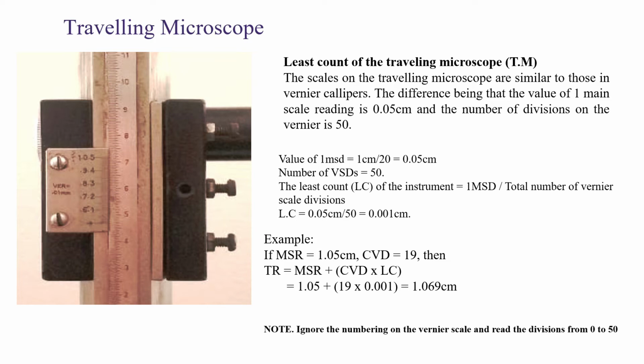Suppose while measuring, you get MSR as 1.05 centimeter, coinciding vernier division as 19, then the total reading after substitution, you get it as 1.069 centimeters.